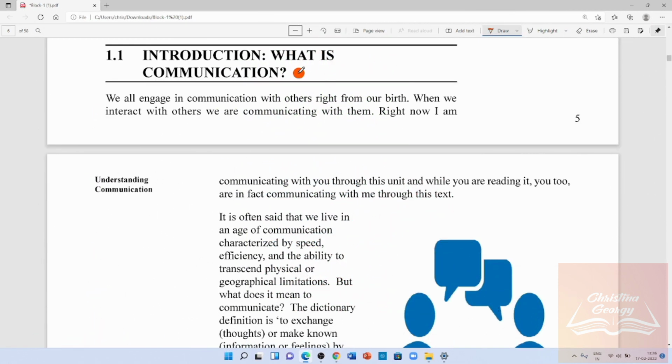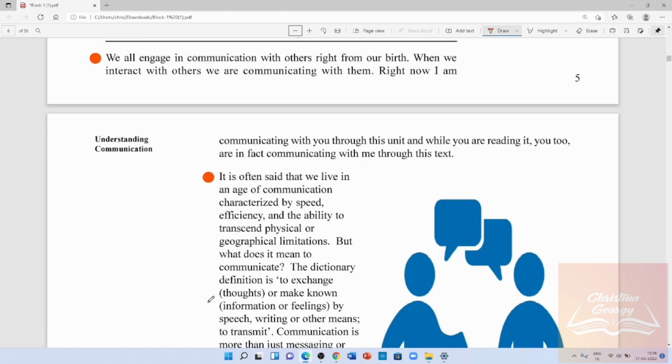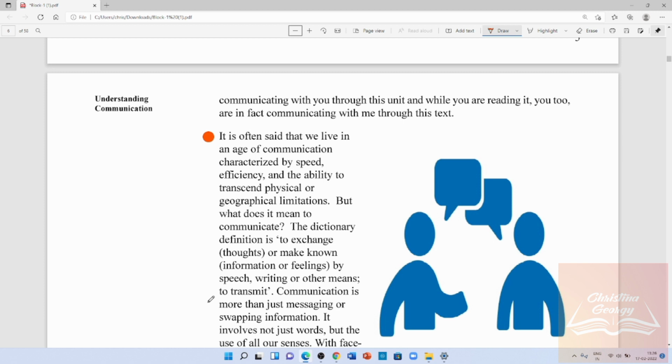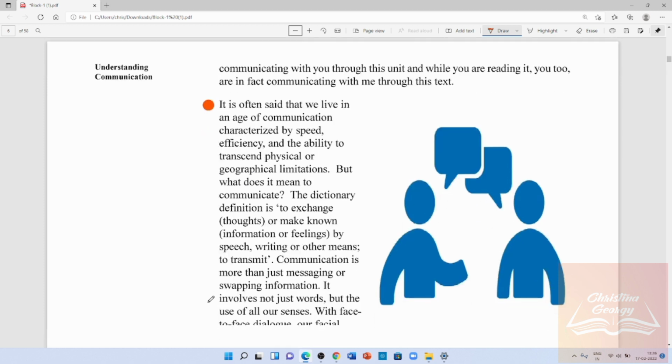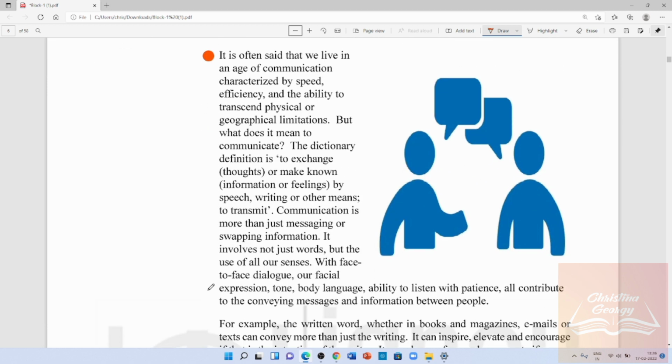So, let's get started. Dear learners, we all engage in the process of communication in our day-to-day lives. Whenever we interact with somebody, we are actually communicating. We live in an age of communication characterized by speed, efficiency, and the ability to transcend physical or geographical limitations. Now we can call people across the world, we can video conference with people across the world. All such aspects are possible.